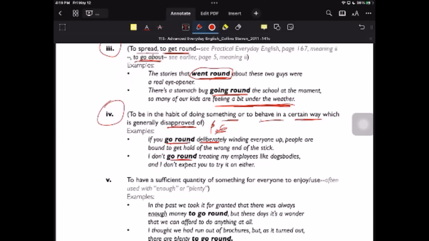I don't go around treating my employees like dogsbodies, making them do only the menial jobs. So I don't expect you to try it on either. Okay, great.